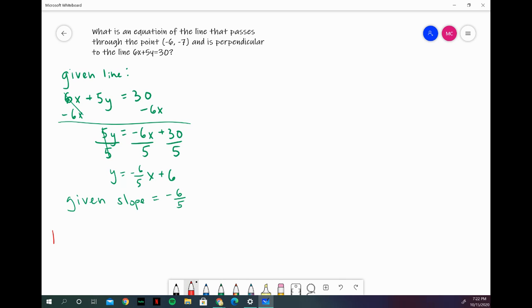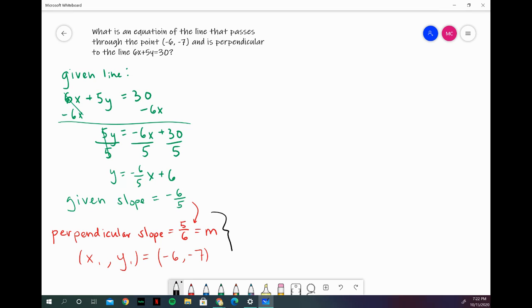That means the perpendicular slope would be the opposite reciprocal of this. So the opposite reciprocal of that would become 5/6, and it would become positive. So now I know that this is going to be my slope, so I'm going to call this m. And the point that I'm given, I'm going to name it (x1, y1). The point that I was given was (-6, -7).